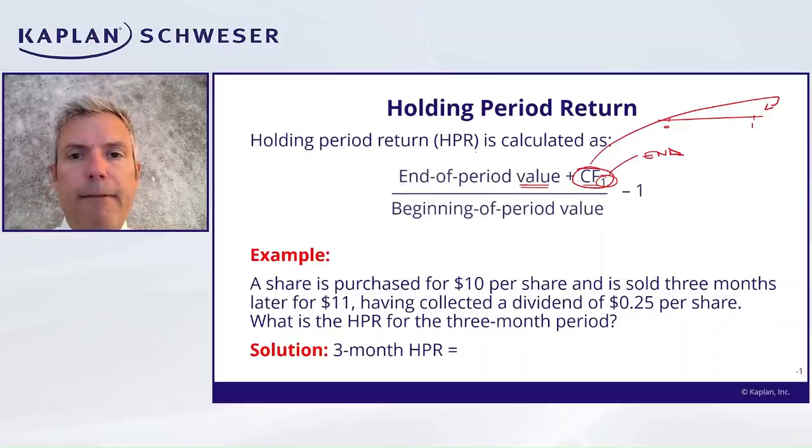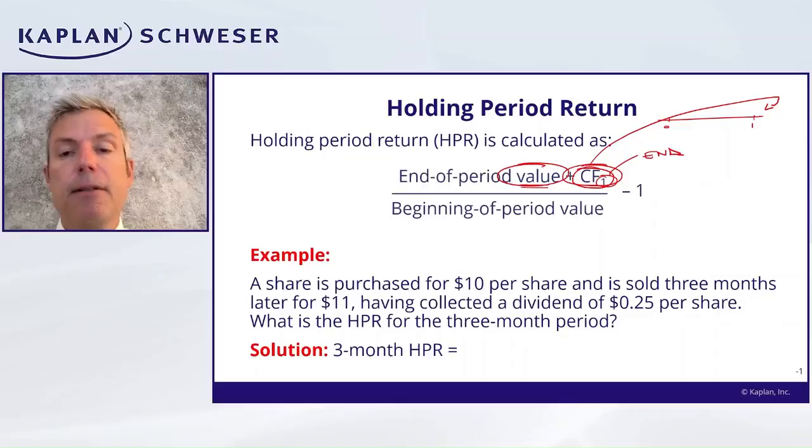So if we take all of our value at the end of the period, which is the share price if you like, plus any dividend, for example, and you divide it by what you had at the start of the period, that gives you 1 plus your return over the period. It's called the holding period return. Subtract the 1 and you get back to the holding period return.